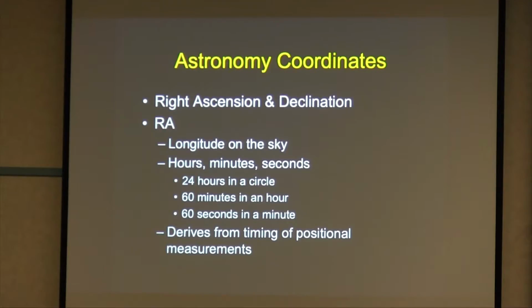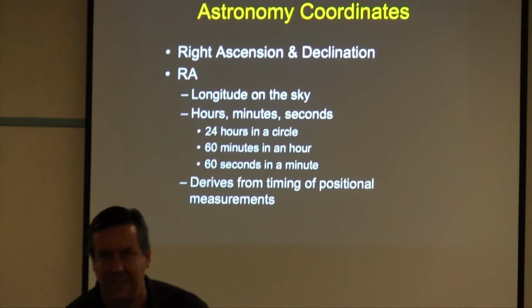It is not in degrees, as you would normally expect, as longitude is on Earth. It is in hours, minutes, and seconds, where there are 24 hours in a circle, 60 minutes in an hour, and 60 seconds in a minute. And it derives from when you're doing timing of positional measurements. So, let me help you understand why right ascension is a reasonable thing to do. It's not a crazy thing.